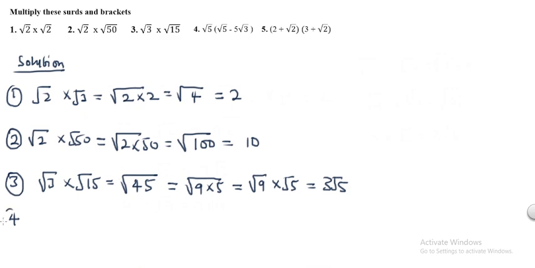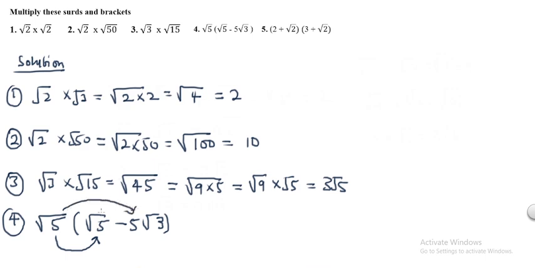For the fourth example, we are given a bracket form. So this is root 5, open bracket, root 5 minus 5 root 3. We simply do this the way we do normal algebra multiplication. So this will be this multiplied by this first, this multiplied by this second. First thing we say is root 5 times root 5. So I'll say root 5 times 5. And then minus, the next one will be root 5 times 5 root 3.